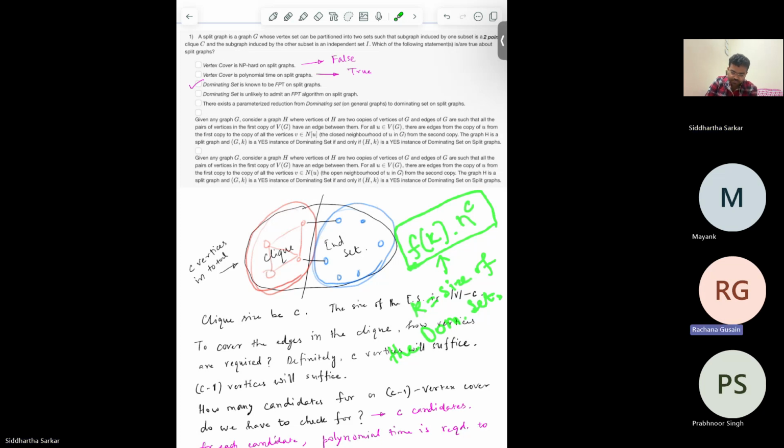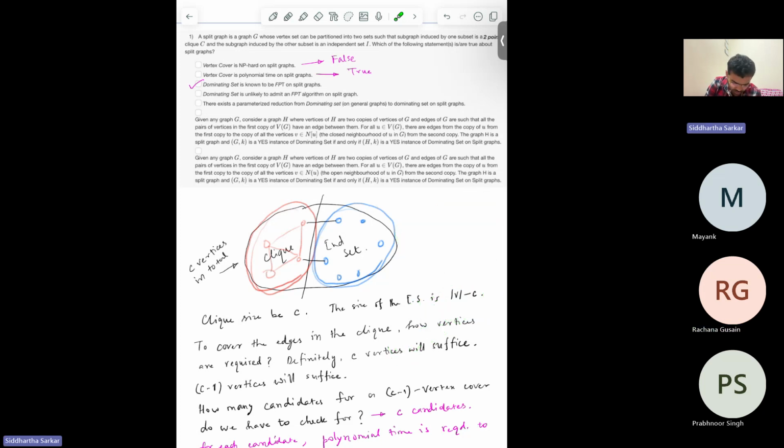Now this whole reduction, this entire sentence, is a reduction that reduces the dominating set on general graphs to the dominating set on split graphs, which implies that the dominating set on split graphs is also W2 hard.